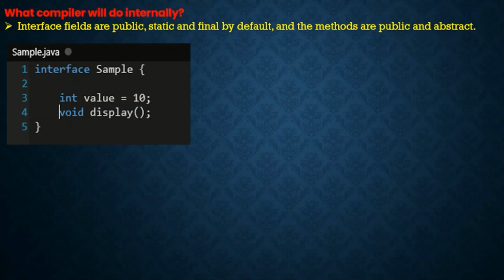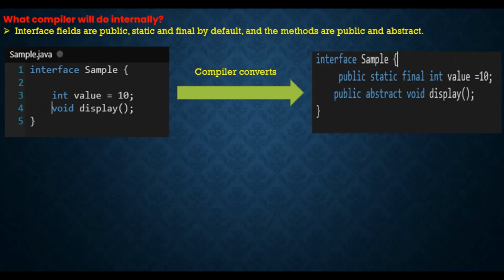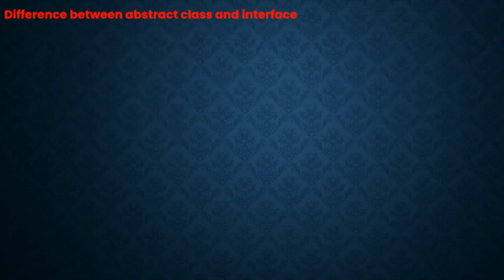If we compile this interface, the compiler will convert it into something like this. The variable becomes public static final int value equal to 10, and the method becomes public abstract. These are the things the compiler adds by default. I have already discussed that there are two ways we can achieve abstraction: one is the abstract class, and the other is the interface.